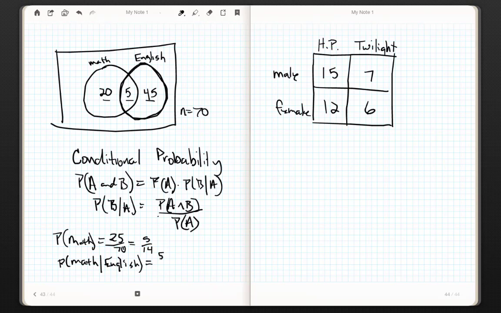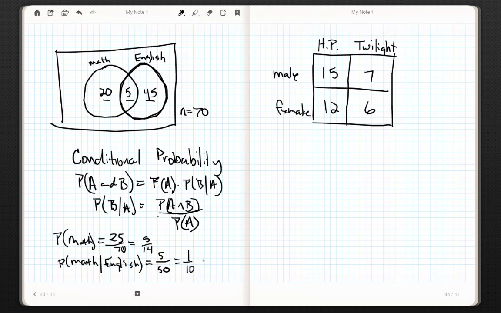All I'm going to do is count the number of math students, which is 5. Those are the students that are taking both math and English. And I'm going to divide it by the total number of students that are taking English, which is 5 out of 50, which is affectionately known as 1/10.